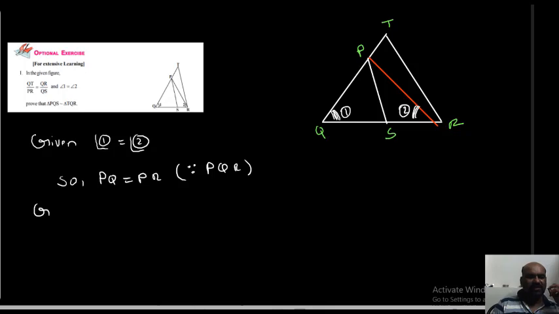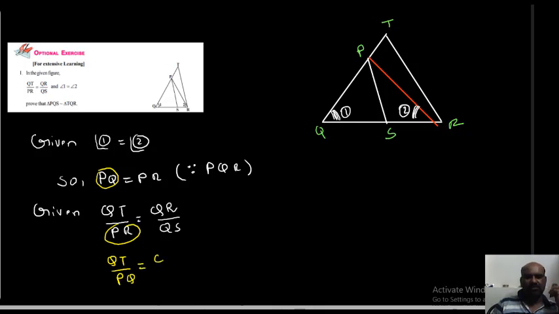Okay, one more thing is given. I want to write that given QT by PR equal to QR by QS. Now what happened? Instead of this PR, observe here, instead of this PR, we can write PQ. Yes, proved, no? So QT by, instead of PR, PQ I am writing. PQ equal to QR by QS. You can write PQ equal to PR.